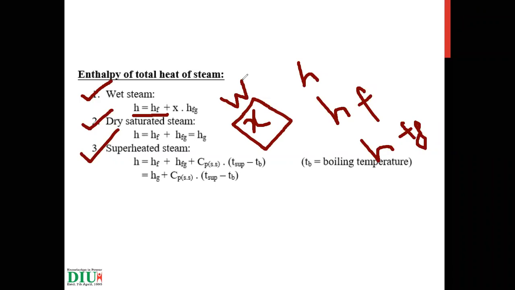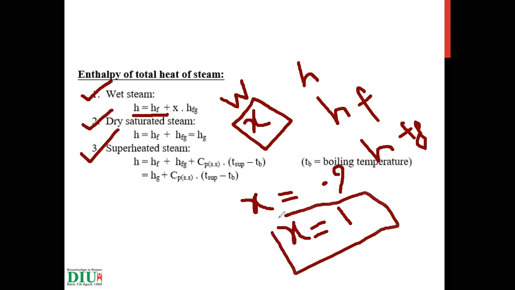It's not about dry steam. Suppose X equals 0.9. That means 90% of your water has converted to steam, so 10% is left. For dry steam, the value of X equals 1. Remember, 1 means 100%, so your total amount of water has converted into steam. That is dry saturated steam. There is no water element left in it.